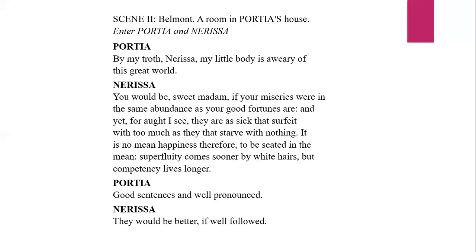Portia had inherited a lot of wealth from her father. Her father had devised the lottery of caskets. He was a very intelligent man, a holy and virtuous man. He knew that many would come in search of Portia, to marry Portia. So he wanted someone who loves her truly to marry her. So he had devised a lottery of caskets. According to this lottery, there are three caskets. Caskets means boxes or chests. There are three caskets.